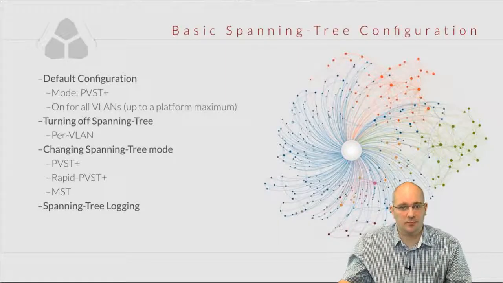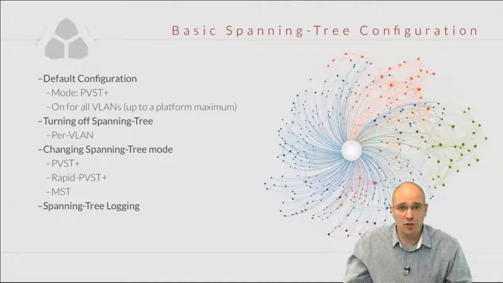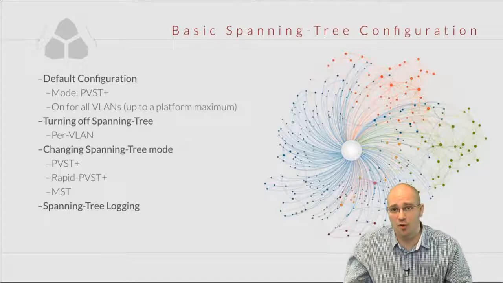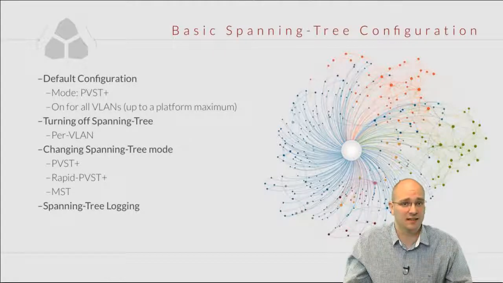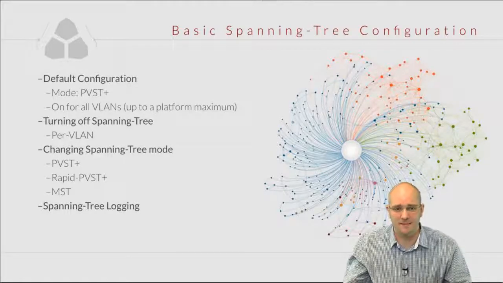First, let's take a look at some of the basic configuration for the spanning tree. By default, all Catalyst switches come pre-configured with per VLAN spanning tree. PVST is enabled on all the configured VLANs up to a platform maximum. The platform maximum is the number of instances of spanning tree that a particular switch can run. Depending on which platform you are using, this could be a relatively low number like 128 or 256 instances, and in some cases it could even be all 4094 VLANs. As I say, this is very platform dependent.